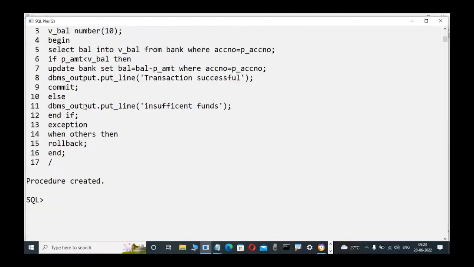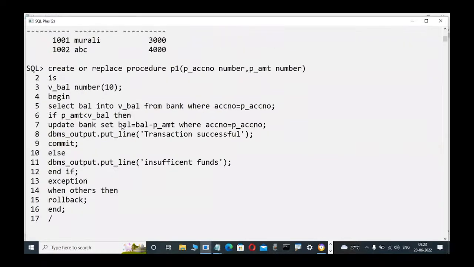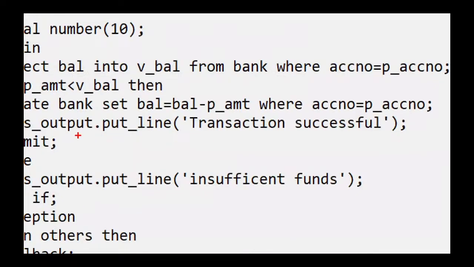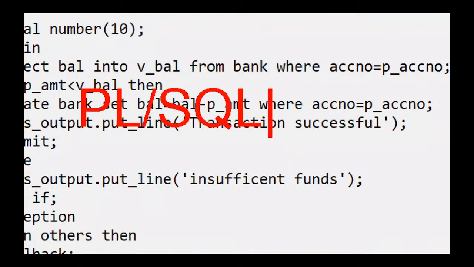Suppose you are joining a company as a PLSQL developer. In the company, they are writing this coding, a procedure is created. This is called PLSQL coding. Don't be afraid, these codings are very easy. Non-technical persons also easily write them. That much easy. Don't worry, this is PLSQL coding only.